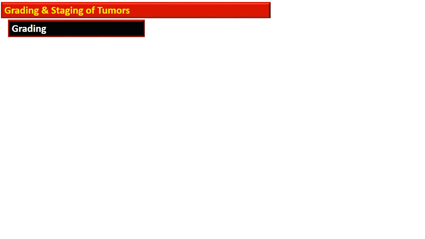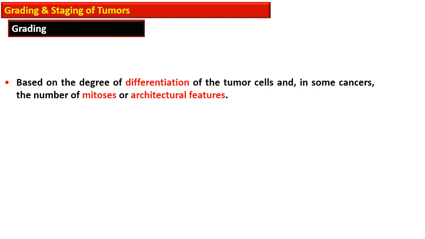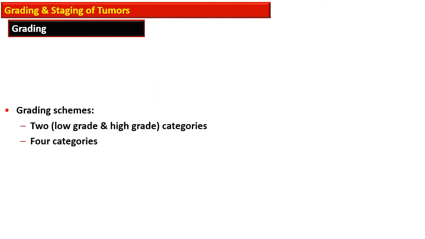The grading and staging of the tumor are done to determine the behavior of the tumor, the extent of the tumor, its prognosis, and to plan a treatment modality that is suitable for that particular type of the tumor. The grading of the tumor is based on the degree of differentiation of the tumor cell, and in some cancers the number of mitosis or architectural features.